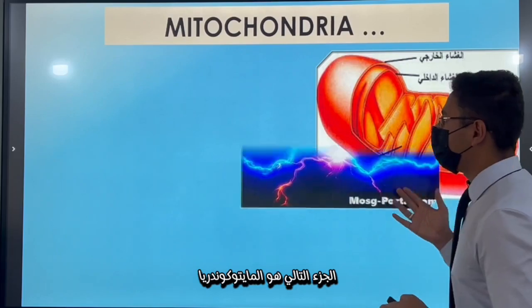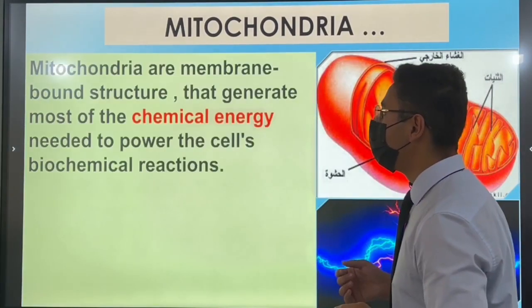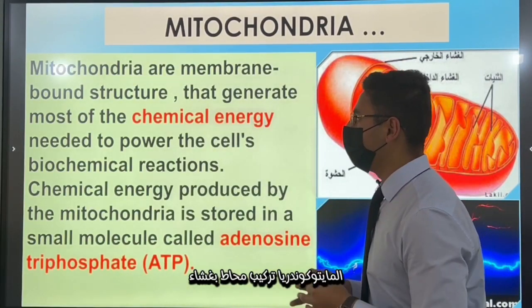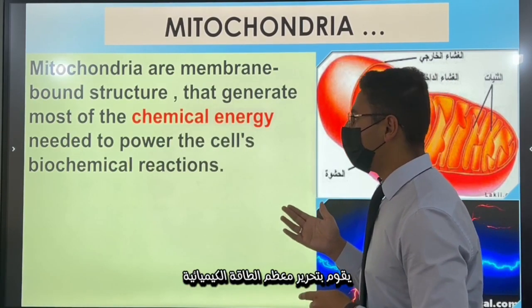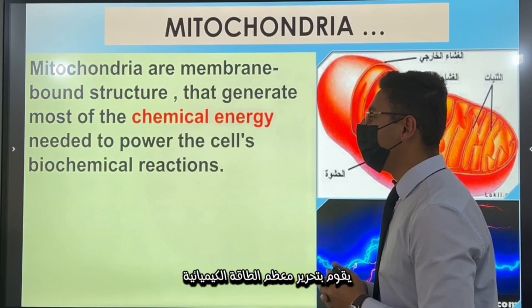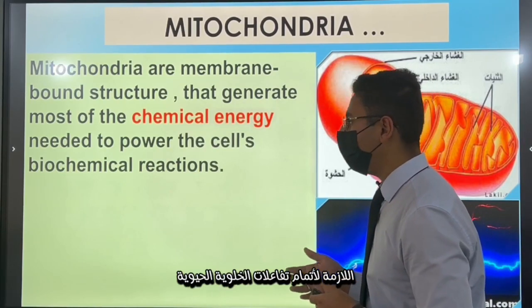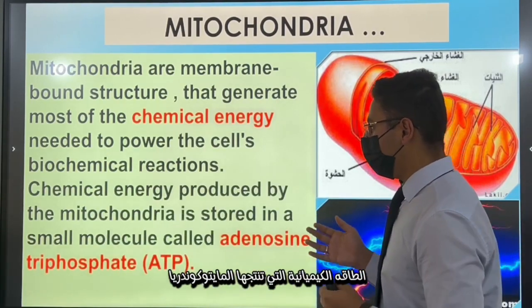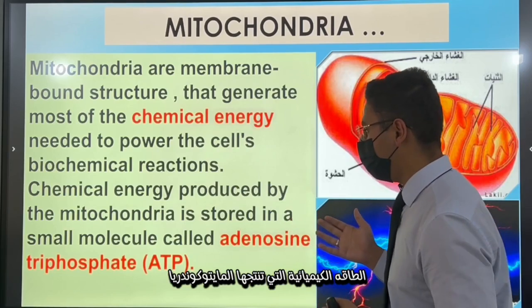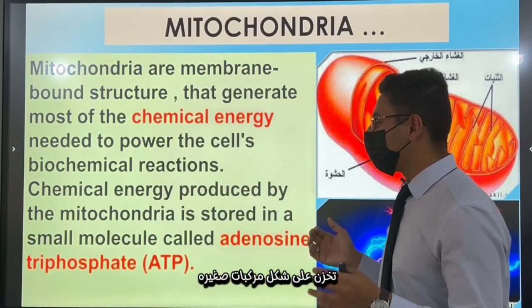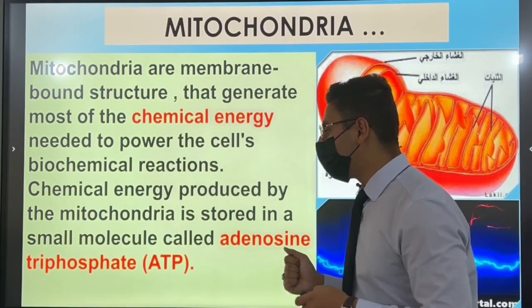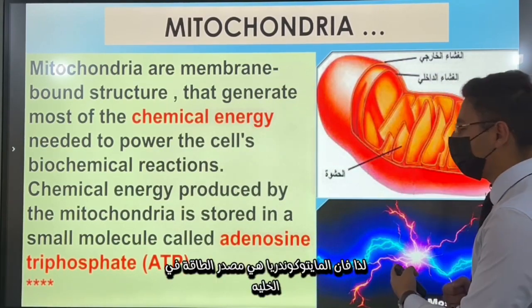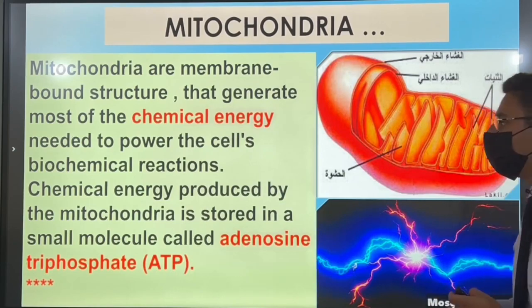The next part is the mitochondria. Mitochondria are membrane-bound structures that generate most of the chemical energy needed to power the cell by chemical reactions. Chemical energy produced by the mitochondria is stored in a small molecule called adenosine triphosphate (ATP). So the mitochondria is the source of energy in the cell.